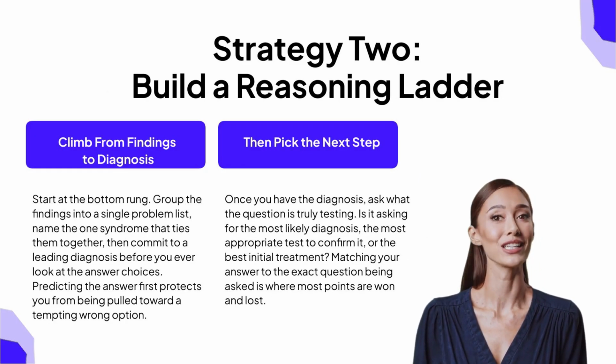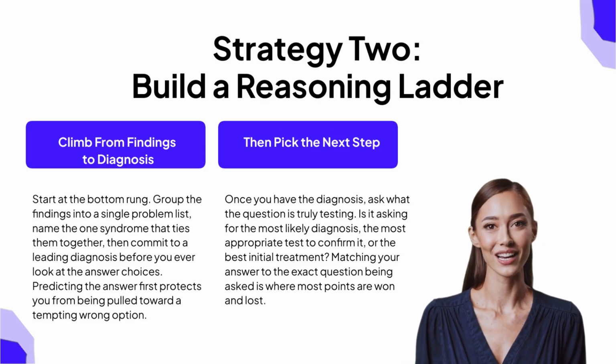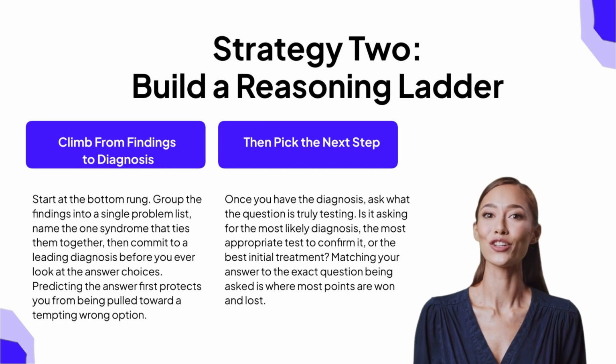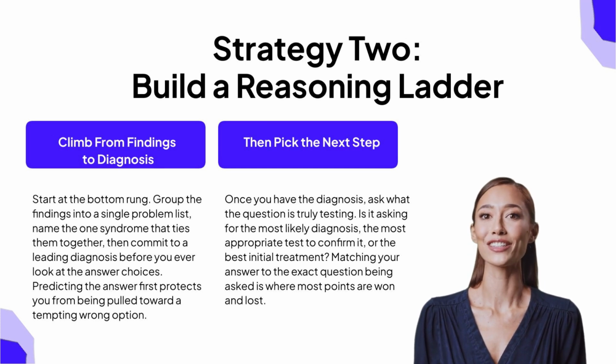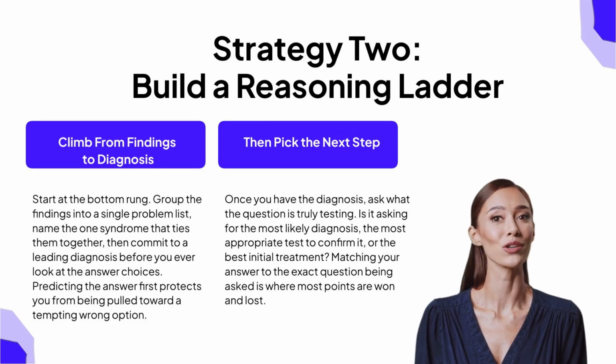Strategy 2 is building a diagnostic reasoning ladder. Start at the bottom rung. Group all of the findings into a single problem list, name the one syndrome that ties them together, and commit to a leading diagnosis before you ever look at the answer choices. Predicting the answer first is powerful because it protects you from being pulled toward a tempting but wrong option.